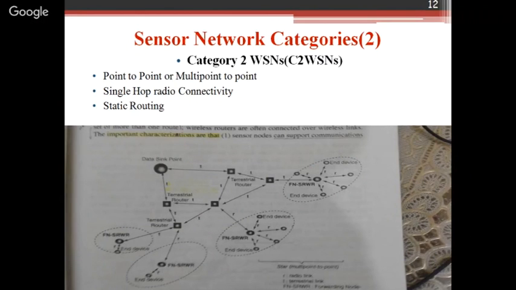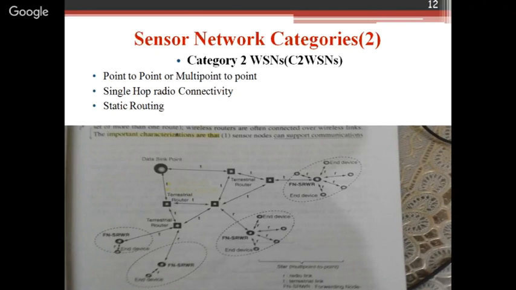And the second category of application is where single hop radio connectivity is there. There is no multi-hop connectivity, as you see in the diagram. Again, the cluster heads are there, but the node is just transmitting data directly to the cluster head. There is a single hop fashion in which they are transmitting the data. And there is static routing. Static routing means once you have decided the path by the algorithm, they will only transmit the data to the data sink through this path. They are not going to change the path by themselves.